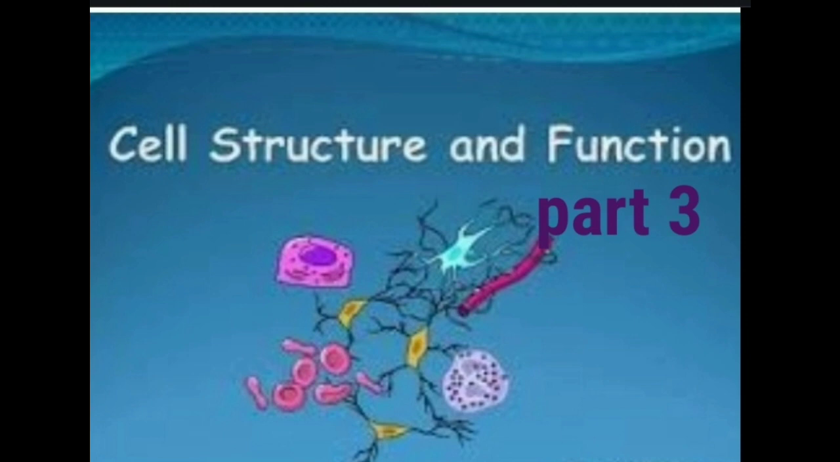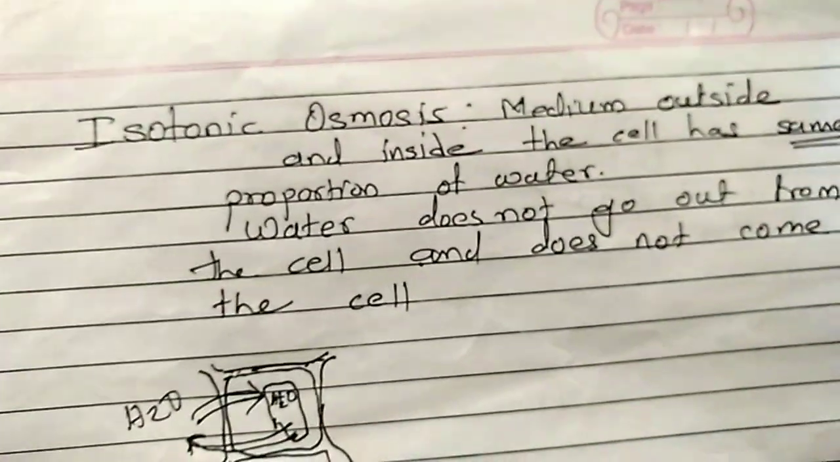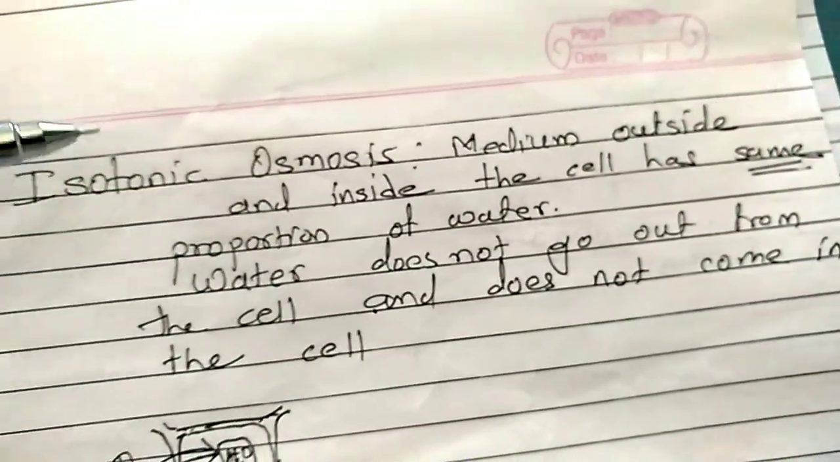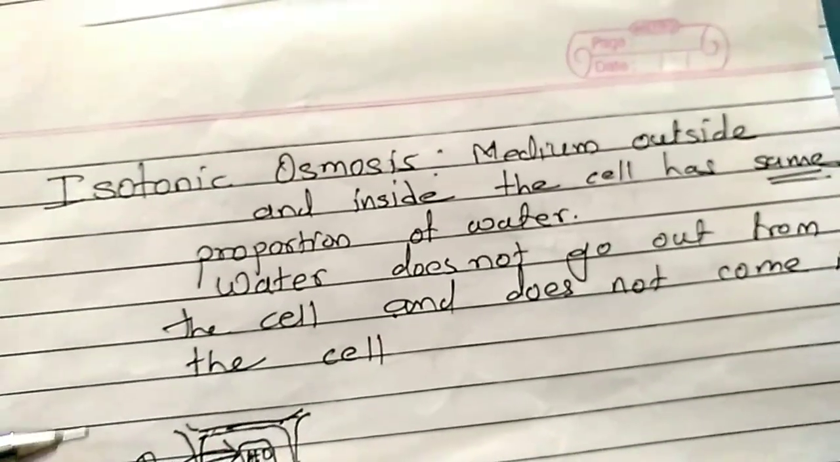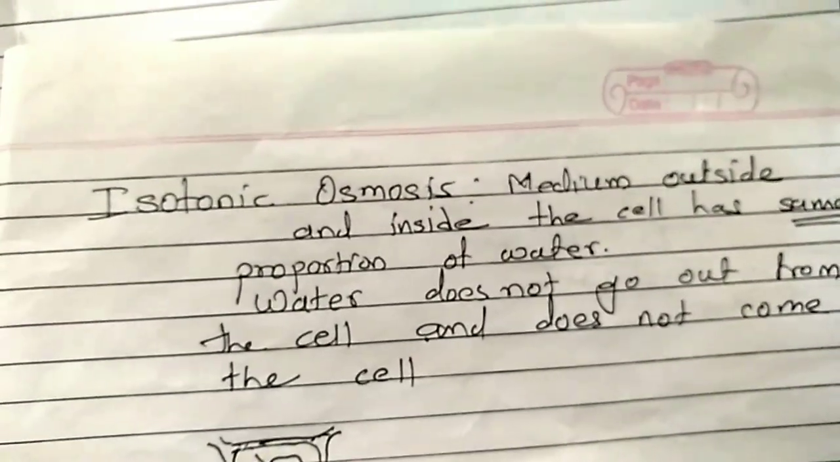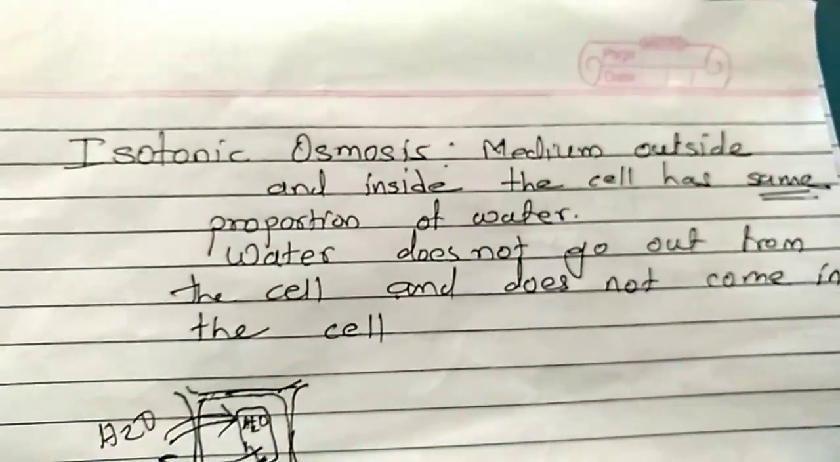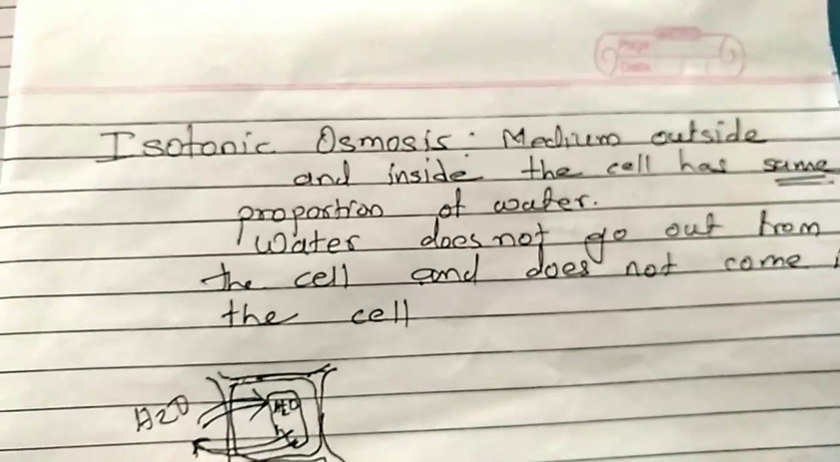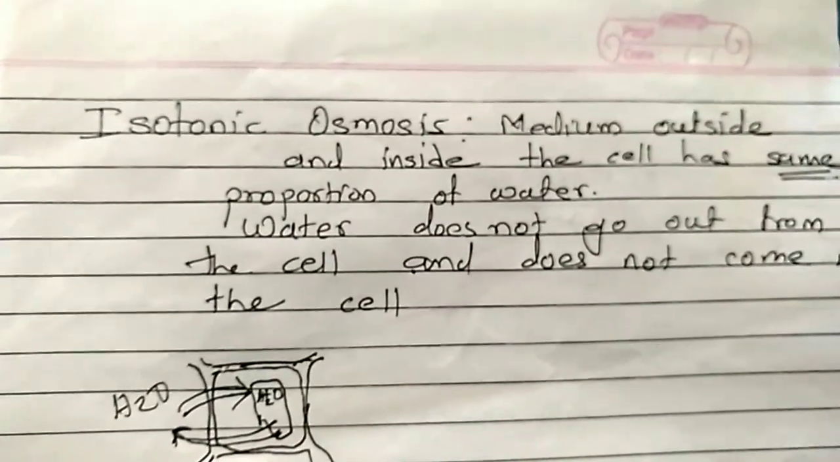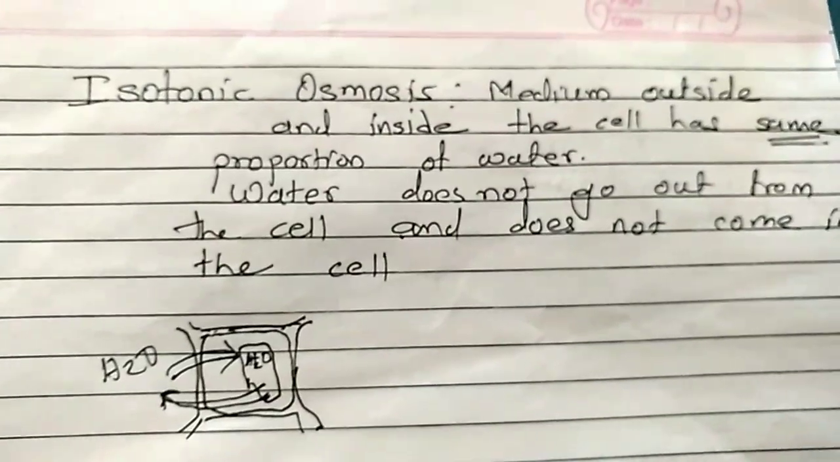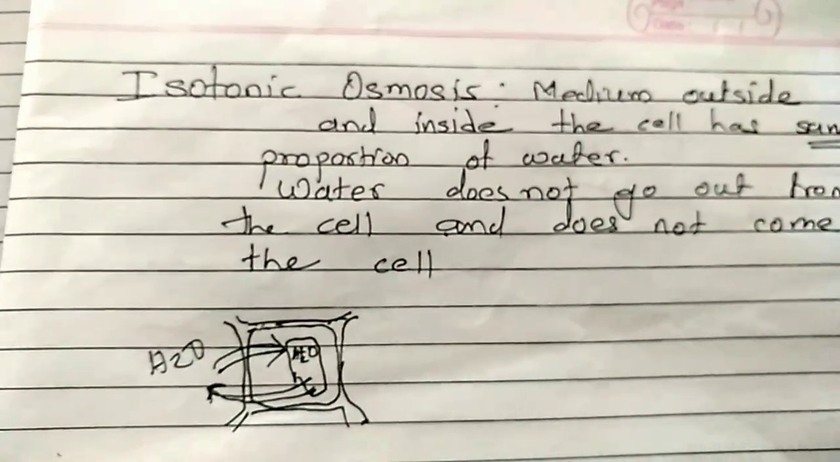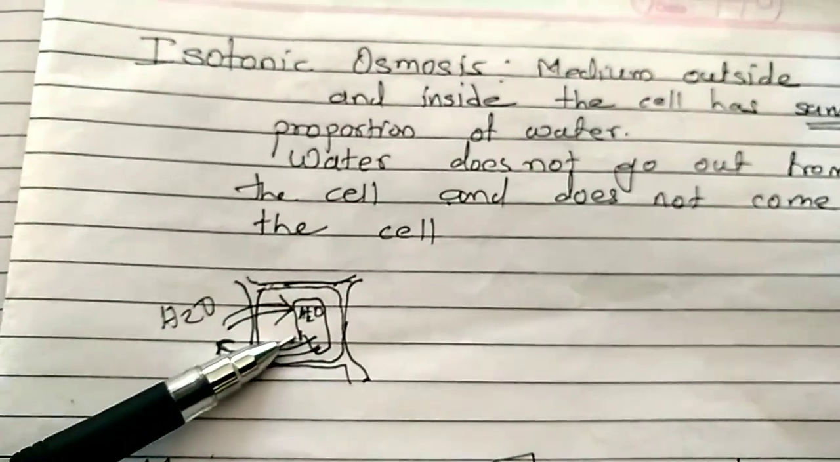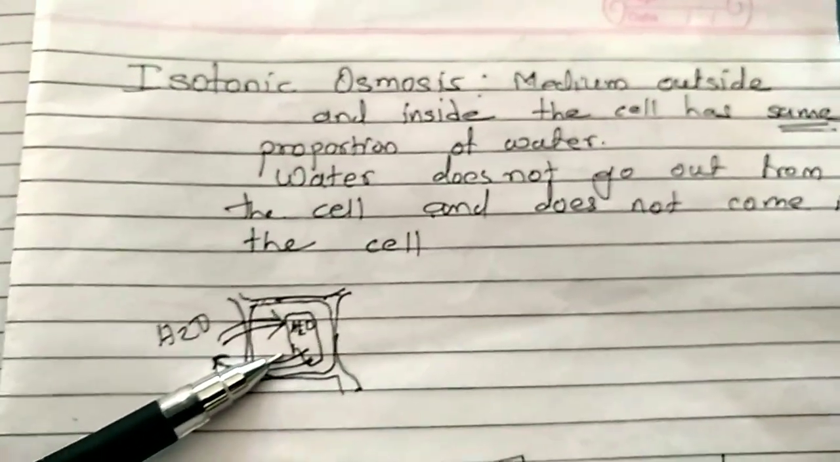Today in our lesson, cell structure and function, we'll start learning osmosis: isotonic solution, hypertonic solution. Isotonic osmosis. In this type of osmosis, the medium outside and inside the cell has the same proportion of water. So in such a condition, water does not go outside from the cell, and also the water from the outside medium does not enter into the cell. So this is the condition of the cell in isotonic osmosis.